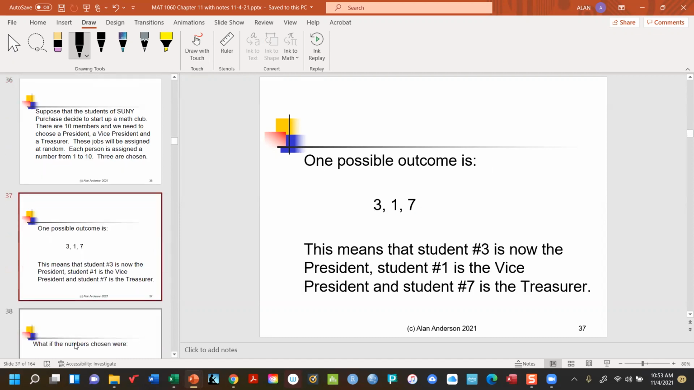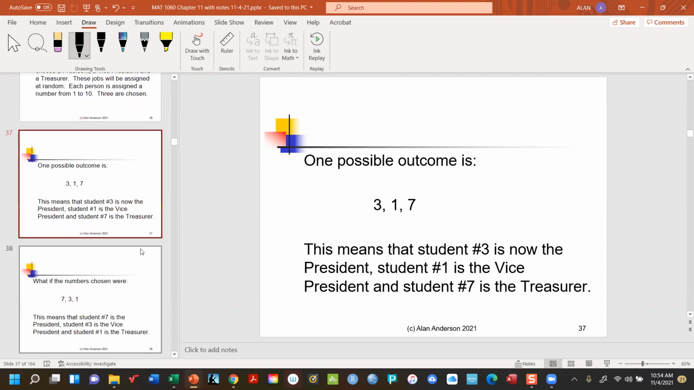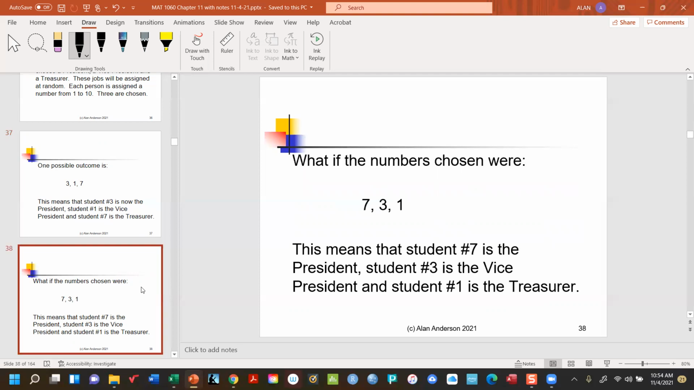So we pick them. Now, one possible outcome is that we pick student number 3 first, who's now the president, student number 1 second, who's now the vice president, and student number 7, who is now the treasurer. Now, if we had chosen those same 3 numbers, but in a different sequence, for example, 7, 3, 1, while they're the same 3 numbers, now all of a sudden, student 7 is the president, student 3 is the vice president, and student 1 is the treasurer. So these are 2 different choices that we can make when we select 3 students out of 10.